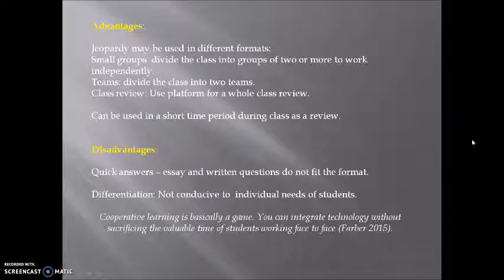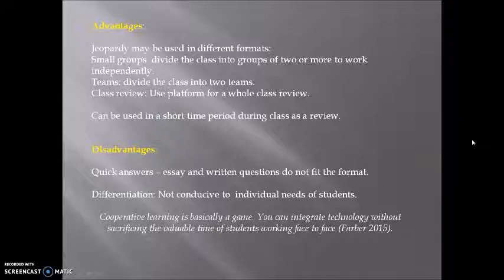This might be a way that you can use collaborative learning to have one student that has more mastery of the subject work with another student as part of the review. And it can be used in a short time period during class. The disadvantages, they're quick answers.